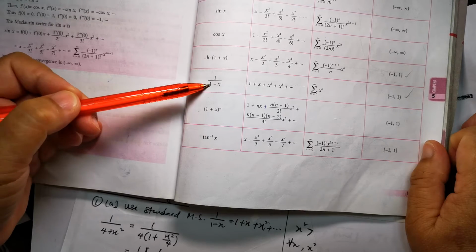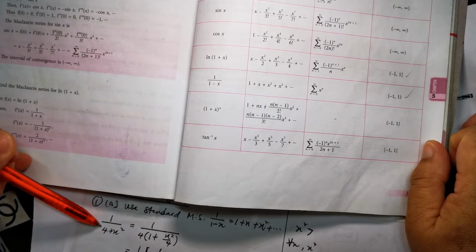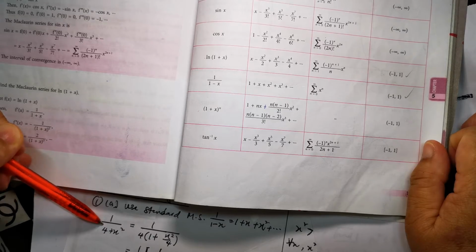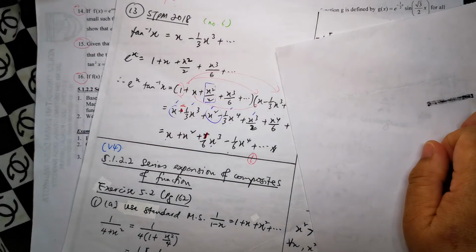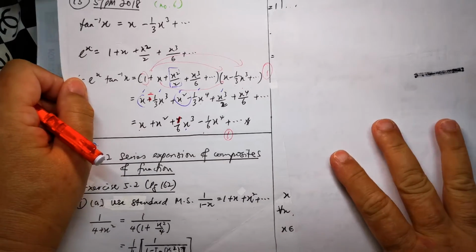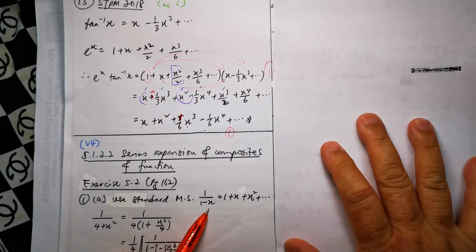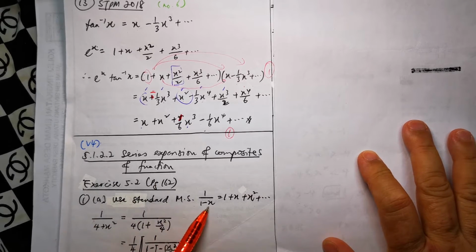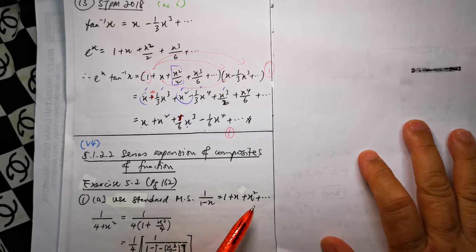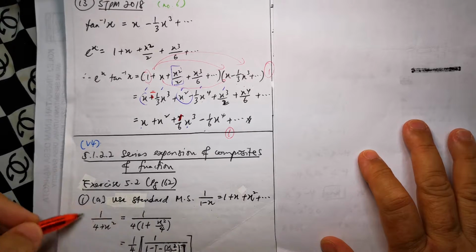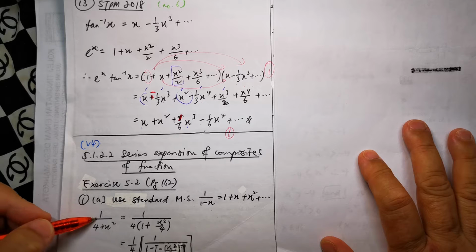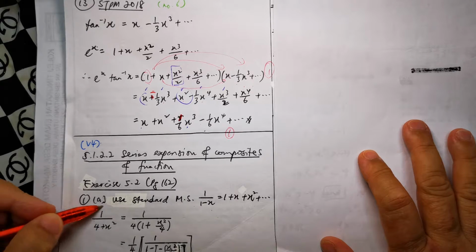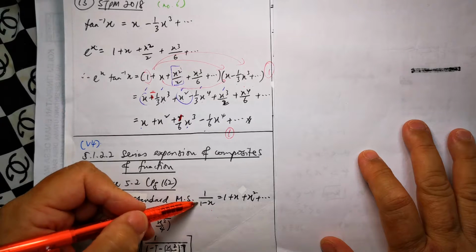So we are going to use this standard Maclaurin series to find the expansion for this function. How are we going to do it? First we choose which standard Maclaurin series we are going to use. For this question, we choose 1 over 1 minus x equals 1 plus x plus x squared, and so on. Now come to the function that we are going to expand. This is a function, so we are going to rearrange it into this form.